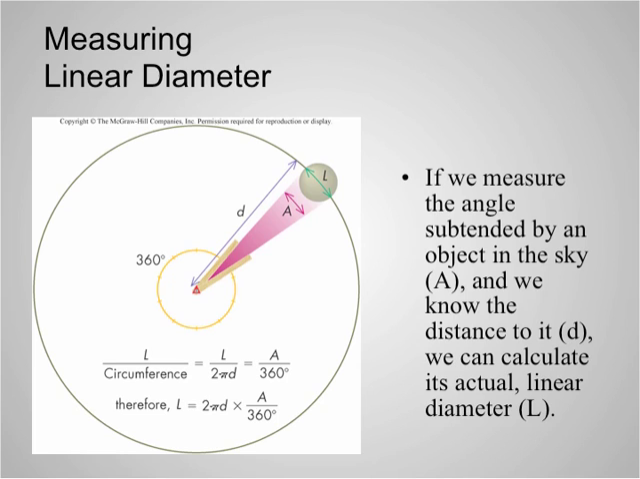Knowing that information, we can geometrically determine the actual diameter if we know the distance to the object. The particulars of this mathematical equation you do not need to really know. But the point is that it can be calculated based on principles of a circle.